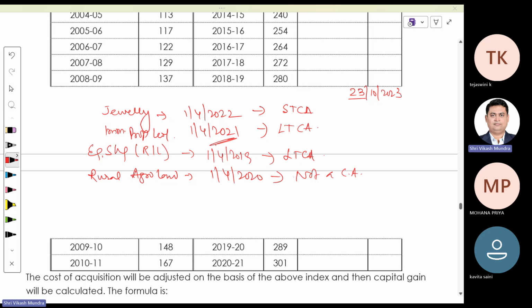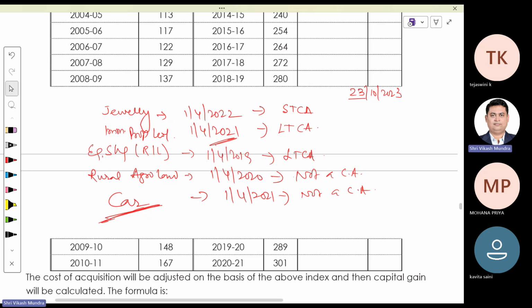Okay, done. One more thing. I am selling my motor car, which I use for personal purposes, which was acquired by me on 1/4/2021. Is it long term or short term? Again, since it is a personal effect, it is not considered as a capital asset. So the question of long term or short term does not arise. Agree?